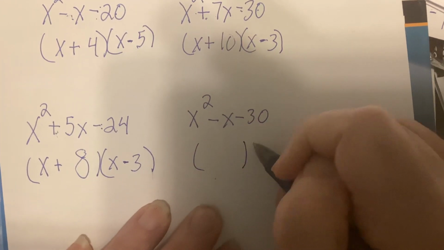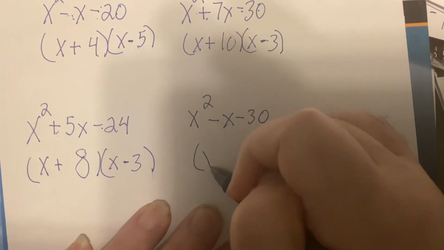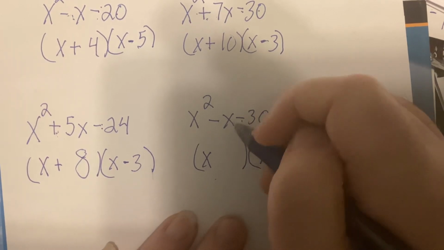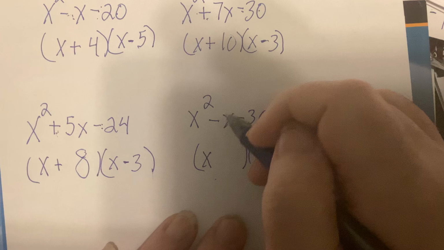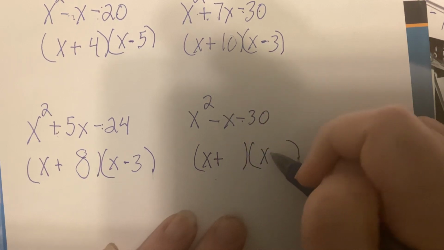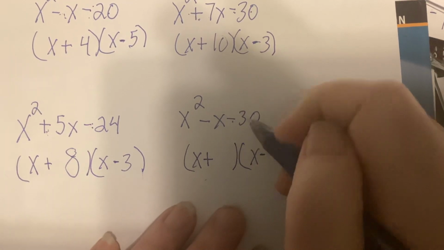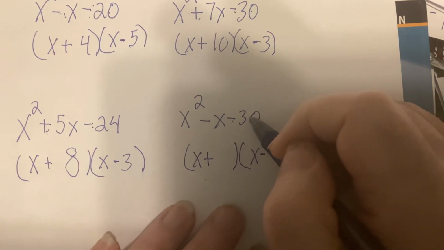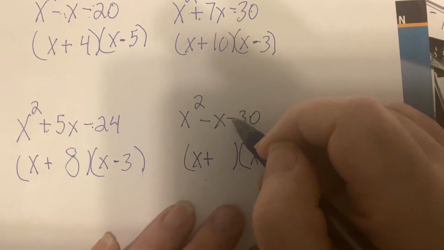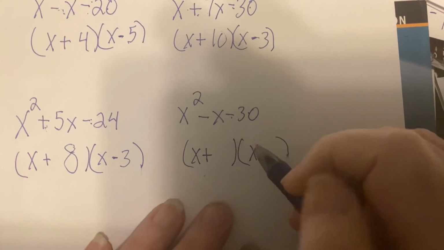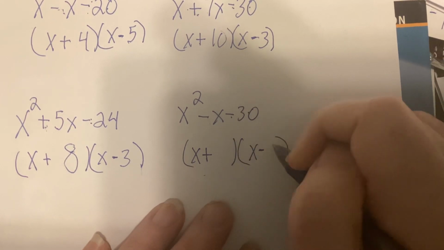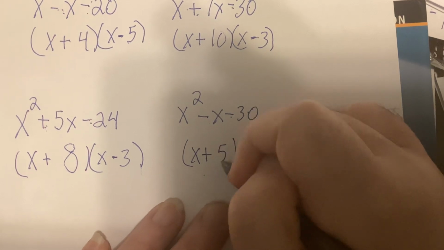This one, x squared is x and x. Last term's minus, so both signs are the same as the middle. And what are the factors of 30? What do you multiply to get 30, but you subtract to get 1? That is 6 and 5. 6 goes with the middle sign because it's the bigger one.